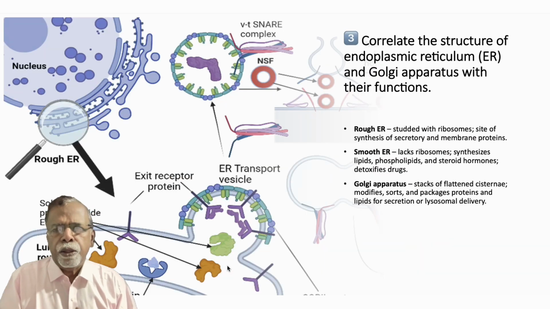So again you can see the endoplasmic reticulum. A small part is enlarged. This is the lumen of the rough endoplasmic reticulum. So proteins are inside, then it is produced into the vesicles.